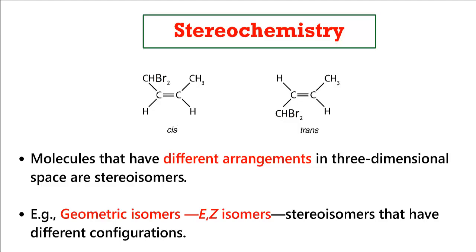Hello friends, in the next few videos I will be discussing stereochemistry. Stereochemistry is a part of organic chemistry. By the end of this video, you will be able to learn what a chiral carbon is and how you can locate or identify a chiral carbon in a given organic molecule. So let's start this video.